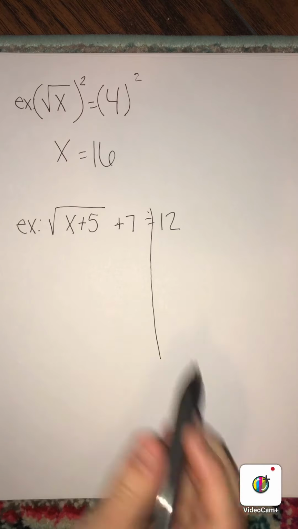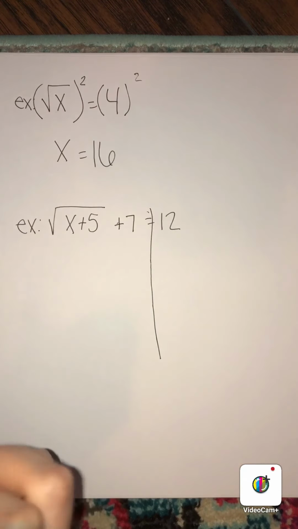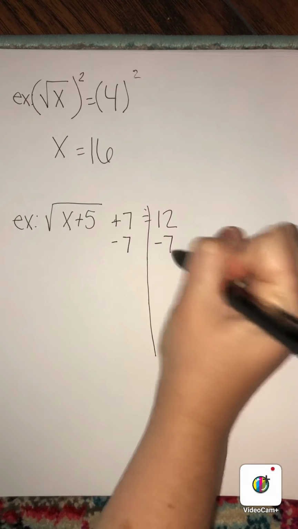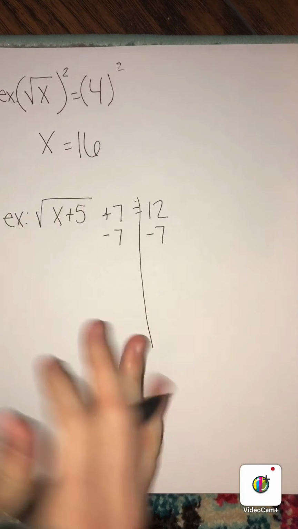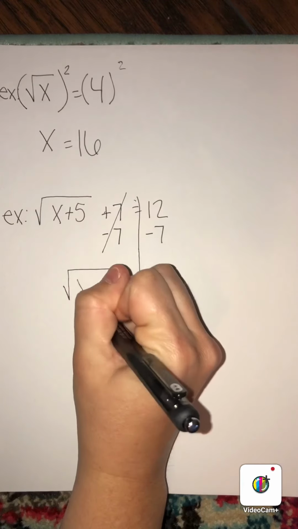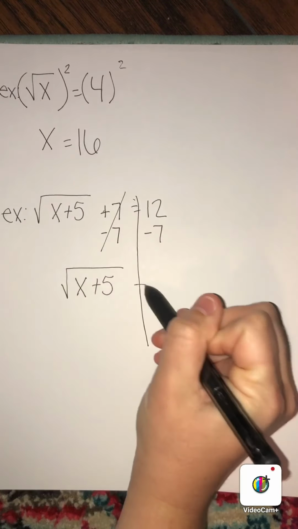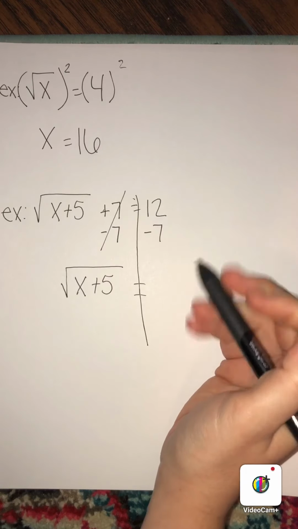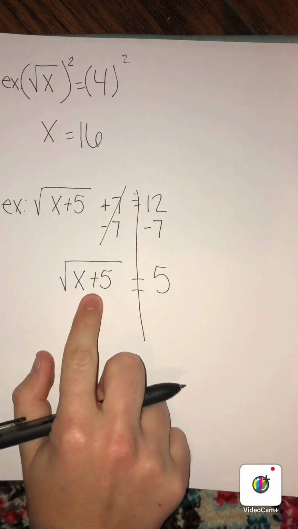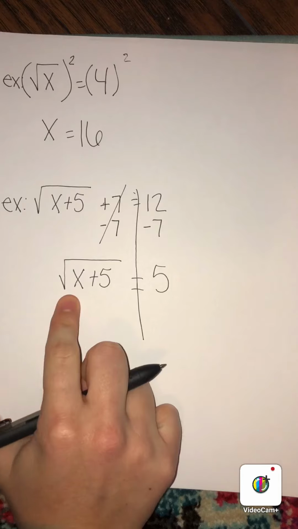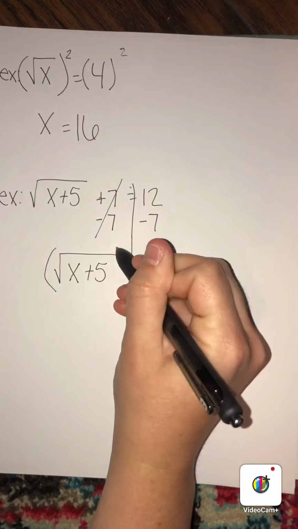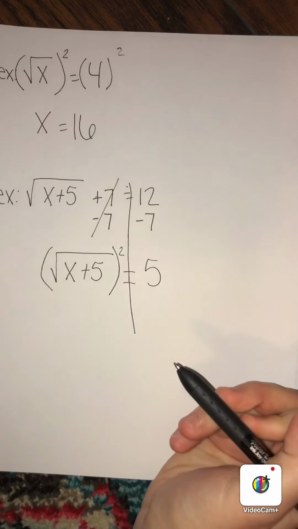The first thing you're going to do is get rid of anything that's not in the grouping symbol. So this plus 7 is off by itself. I'm going to subtract 7 from both sides. Cancels out over here. This part just comes straight down. So it's square root of x plus 5 equals, and then 12 minus 7 is just 5. All right, now we can go ahead and deal with this radical. Like we said up at the top, the opposite of square rooting something is squaring it. So we are squaring everything that's under that radical.